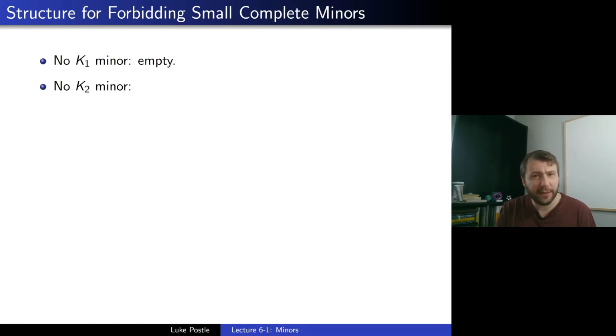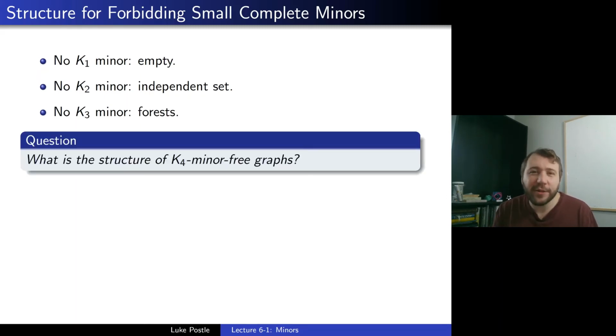What about K2 minors? So pause and think about that one for a moment. Well, they have a nice structure. They're independent sets, right? They're the set of independent sets of vertices. Then we keep going. We know K3 minor, we already mentioned this. Of course, you get the forests. But what is the structure of K4 minor free graphs? So what happens when you forbid K4 as a minor? That one you might not know. It's a little less obvious.